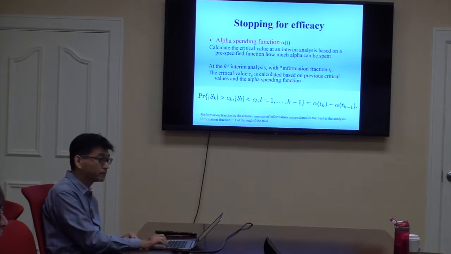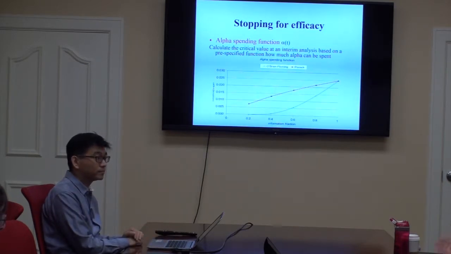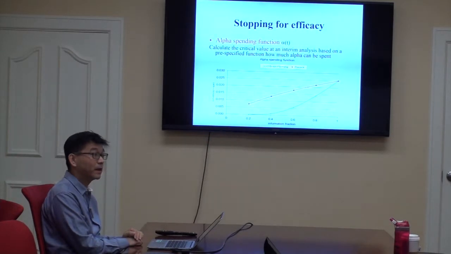So do you just then use whatever information fraction you have, go on the function and just use that critical value? Yeah, I mean, just yeah.